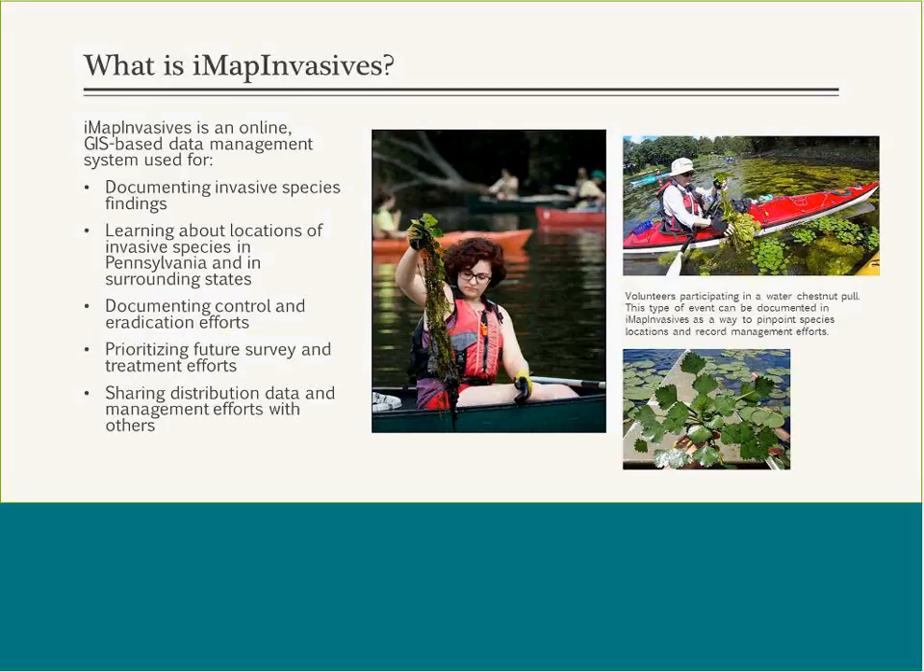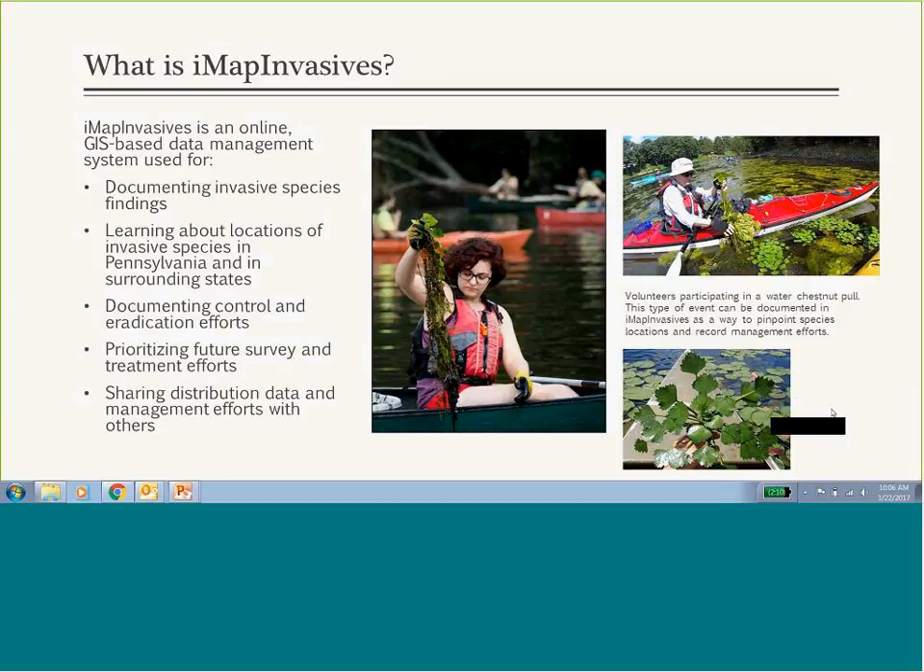Here on the side, you can see some photos of a water chestnut pull that was done. This sort of effort is one where all aspects could be documented in the iMap program. When you find invasive species, or in this instance water chestnut, you mark down the water body you found it in as an observation record. Then these folks are out doing a treatment, a control effort, and you can document that in iMap as well, and share it out: here's the effort we did, here are the people involved, the date it was done. All that information can be documented.